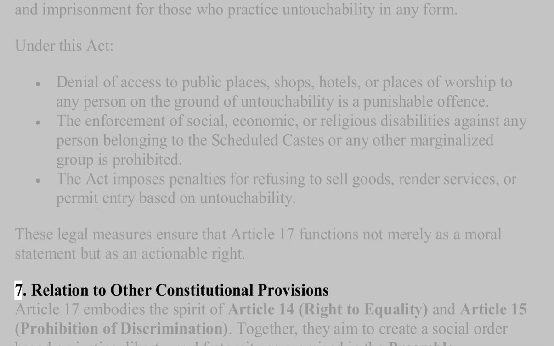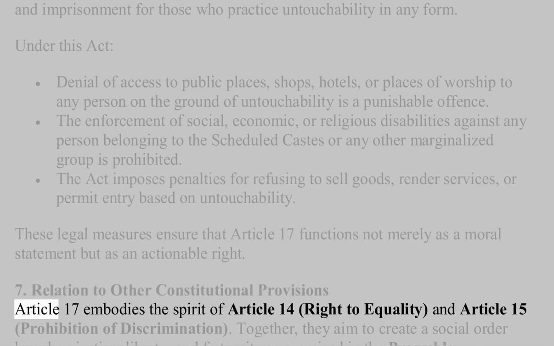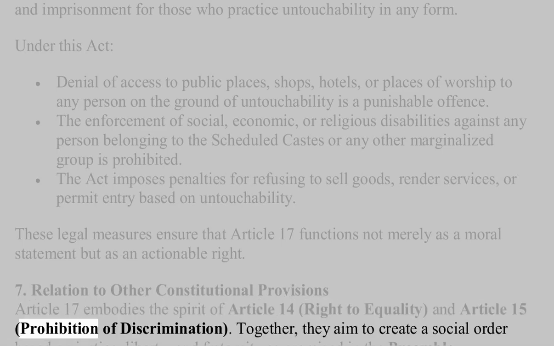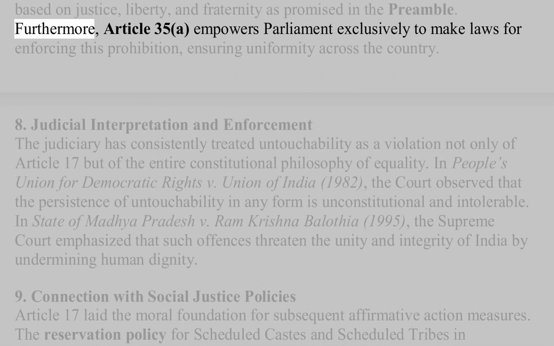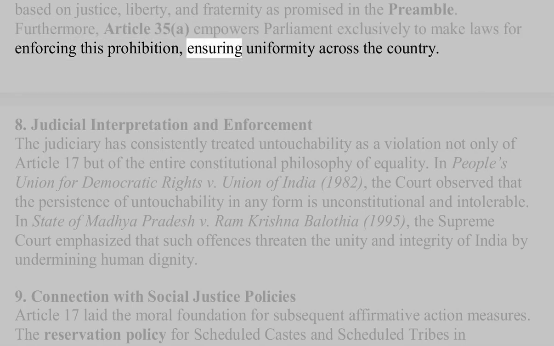7. Relation to other constitutional provisions. Article 17 embodies the spirit of Article 14, right to equality, and Article 15, prohibition of discrimination. Together, they aim to create a social order based on justice, liberty, and fraternity as promised in the preamble. Furthermore, Article 35A empowers Parliament exclusively to make laws for enforcing this prohibition, ensuring uniformity across the country.